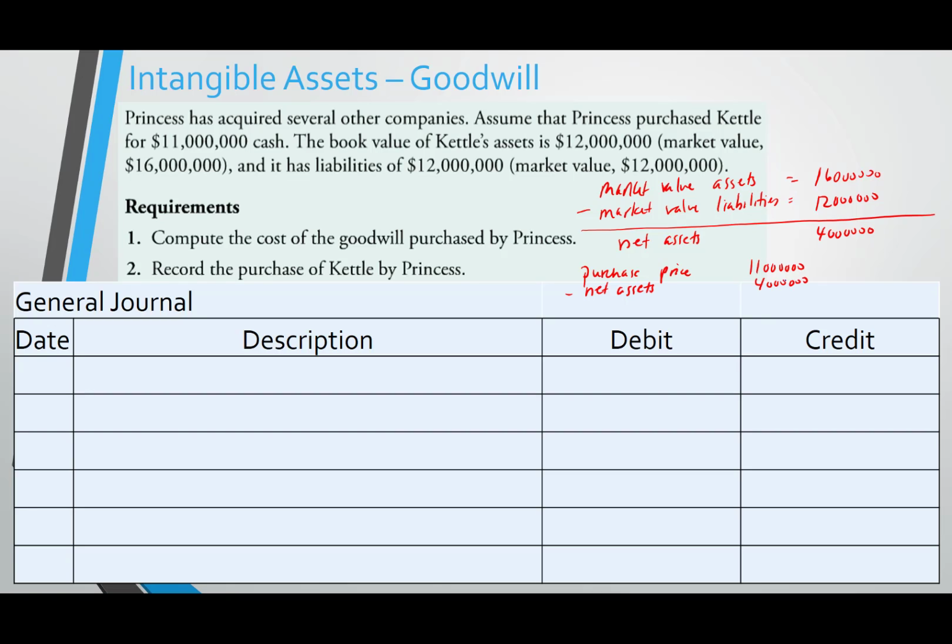So how do we record this? How do we record the purchase of Kettle by Princess? The way that we would work this journal entry would be to debit assets in general, and those assets were worth $16 million. I would have to debit the intangible asset goodwill for $7 million. I would credit the liabilities for $12 million, and I would credit cash for the purchase price of $11 million.